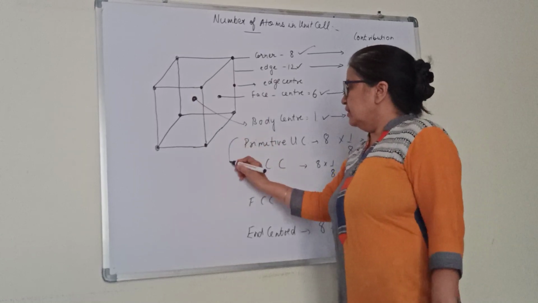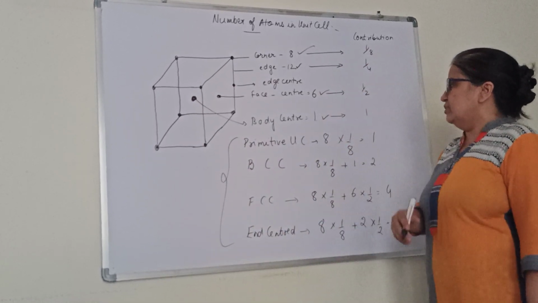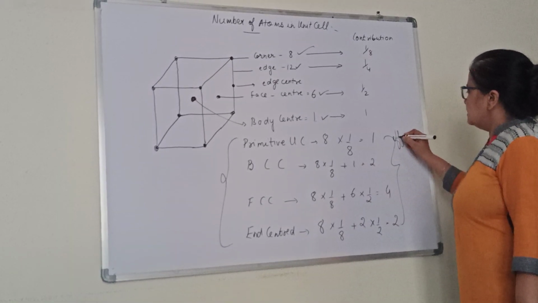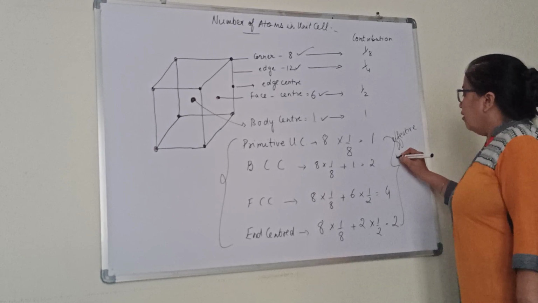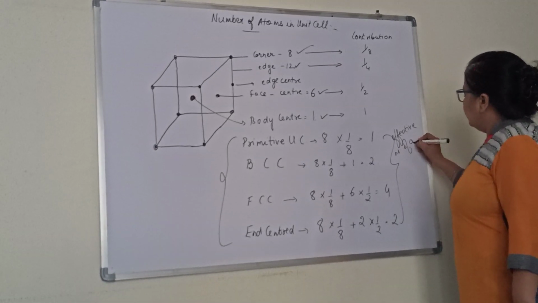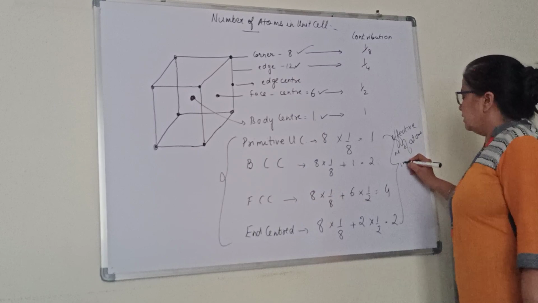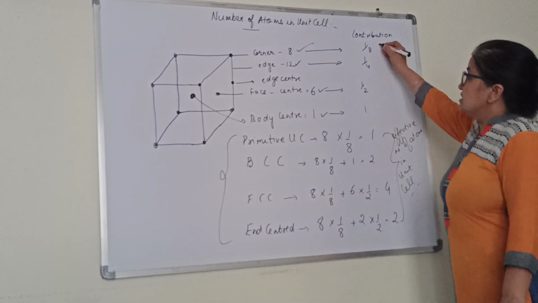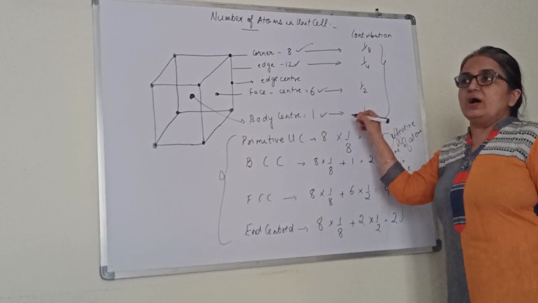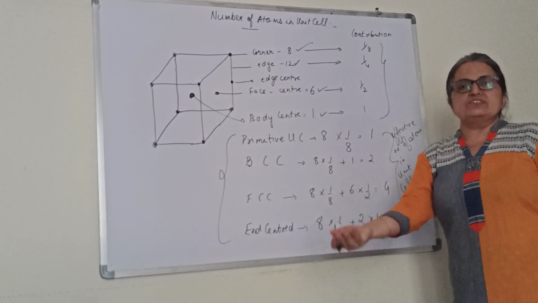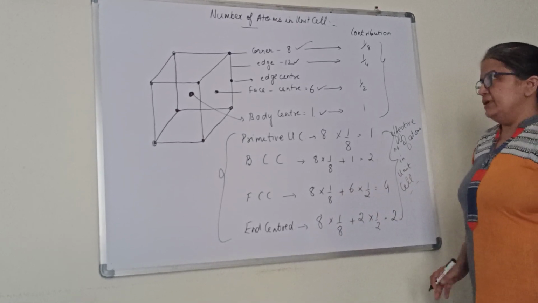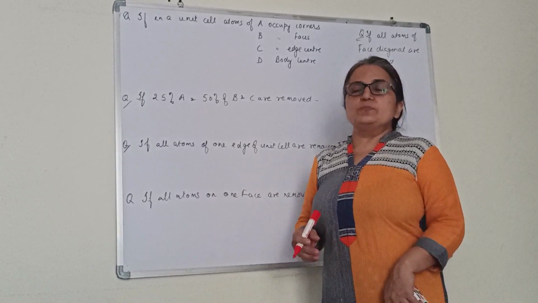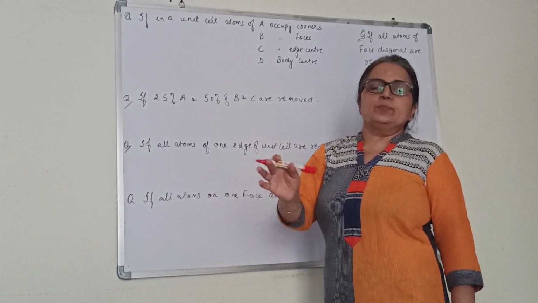So these were the types of unit cell, and for each unit cell, what is the effective number? This is called the effective number of atoms present per unit cell. In the unit cell, how many of them are present in each category? This is very, very important, children, which is required in the questions which we are going to discuss just now. Please note this down. Now let us solve some questions based on the number of atoms per unit cell.